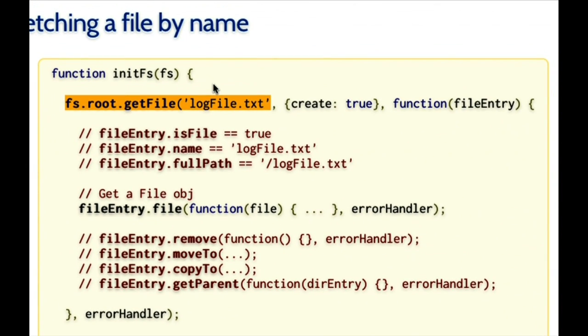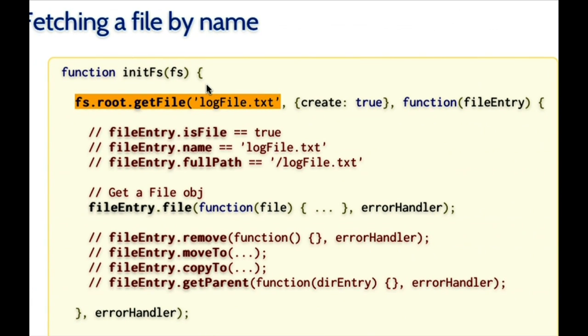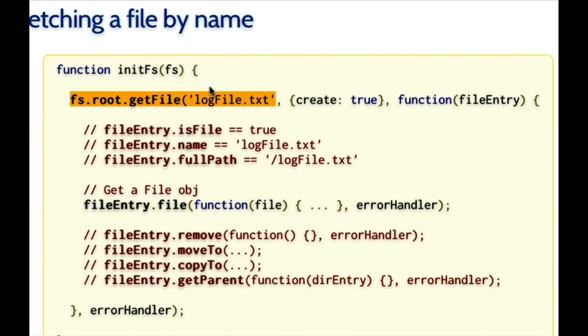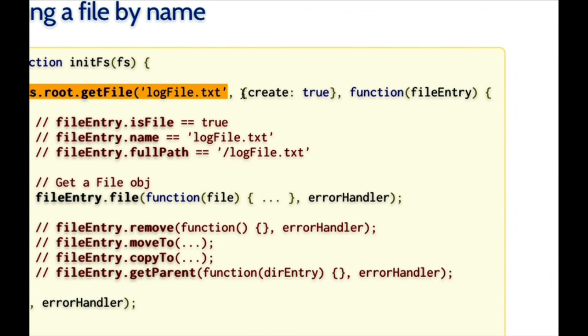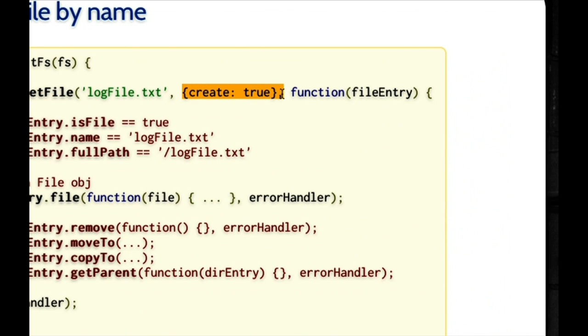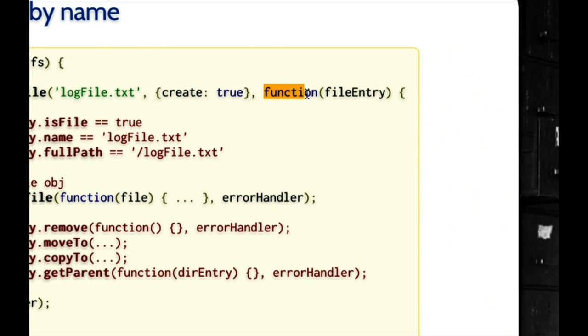This is just a directory object representing this sort of hierarchy of our file system that we're interacting with. We'll pass it the file name, log file. This options parameter will be create, so we'll just create it if it doesn't exist. And then what we get back is a file entry object.